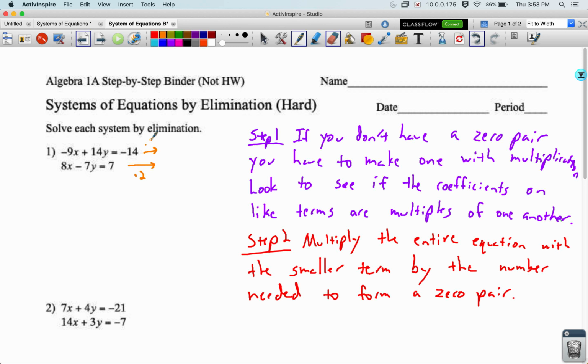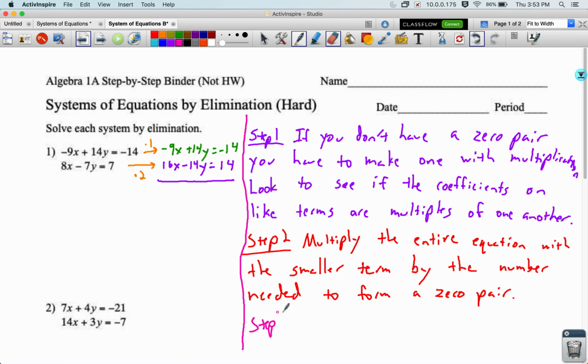In the top equation, I'm just going to copy it. And so I'm going to write a times 1. That means I'm not changing anything. If I multiply anything by 1, it doesn't change. I'm going to rewrite my system. So negative 9x plus 14y equals negative 14. The bottom equation is going to become 16x minus 14y equals positive 14. Keep my steps separate here.